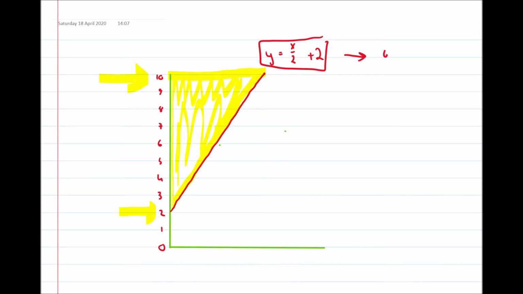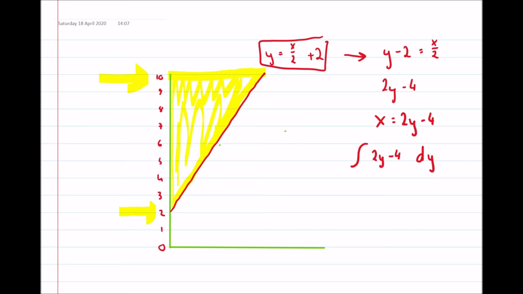Add 2 to both sides, so it'll be y minus 2 equals x over 2, and then multiply both sides by 2 and we get 2y minus 4. So now I can say x equals 2y minus 4. Okay, now I write out my integral from that. So I have this 2y minus 4, and instead of writing dx this time, it's dy.